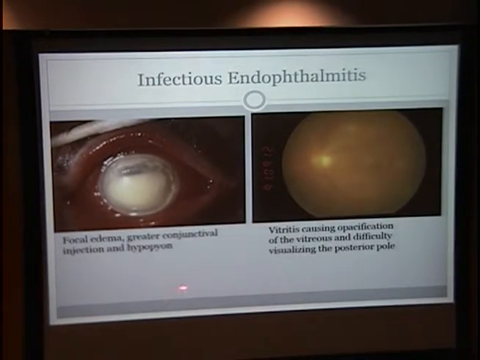So here are some of the findings characteristic of infectious endophthalmitis. The conjunctival injection is much greater. There isn't a diffuse limbal to limbal corneal edema. However, there is greater hypopyon, and then also the visualization of the posterior pole will be obscured by opacification of the vitreous.